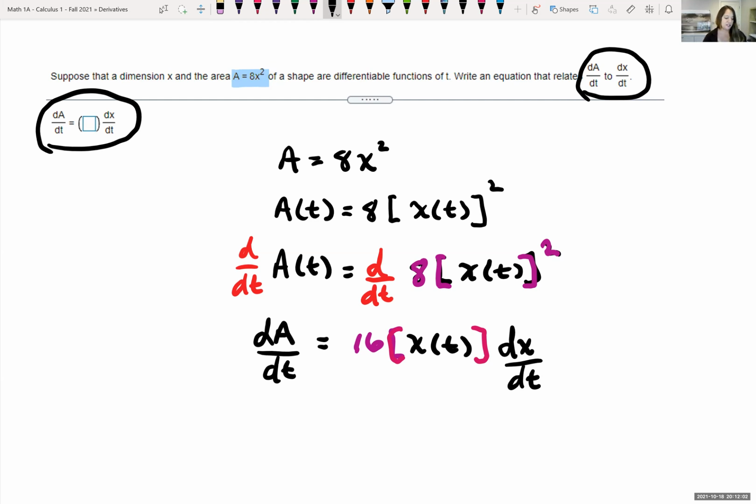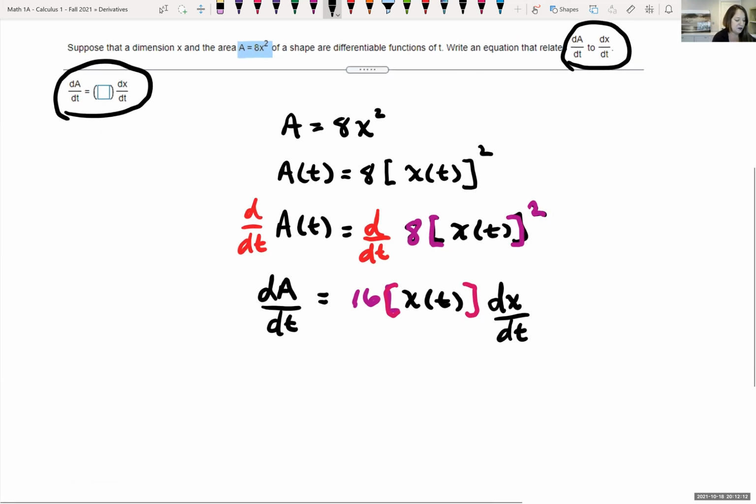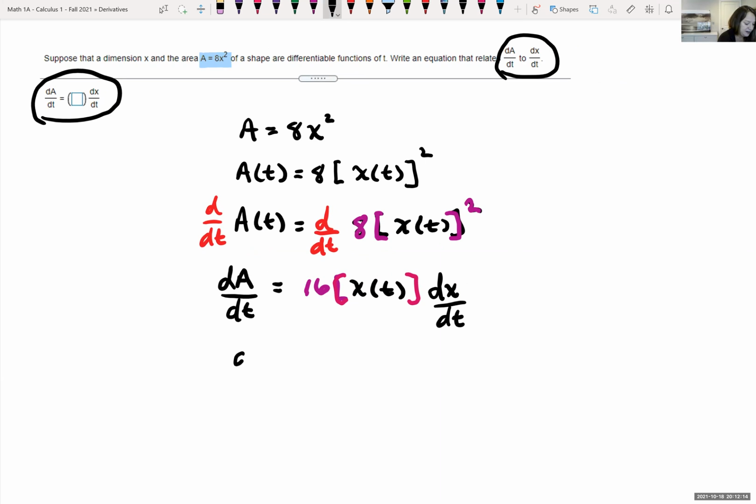Okay, so this function normally didn't have the x of t in here. I put x of t just to reiterate that this is a function in terms of t. And so let's go back in here, and we know that our derivative of our area with respect to time, the rate of change of our area with respect to time, is equal to 16 times x times dx/dt, the rate of x with respect to time.